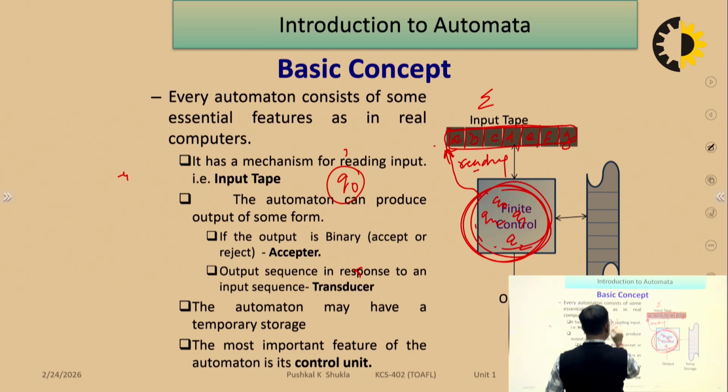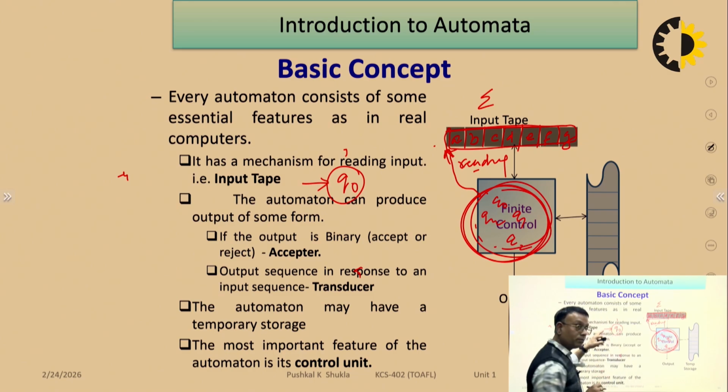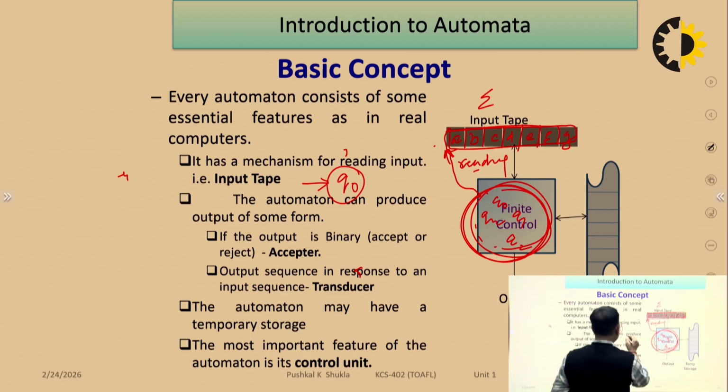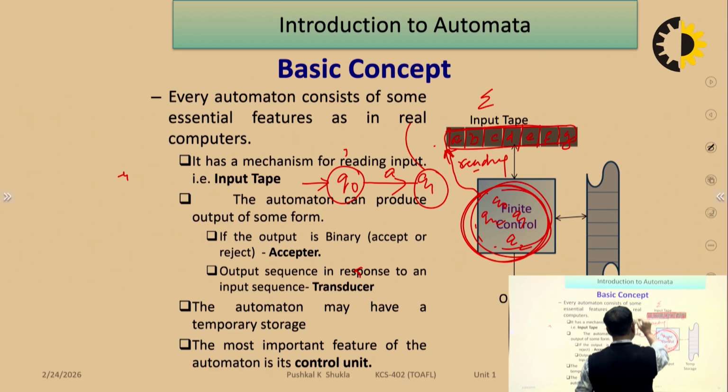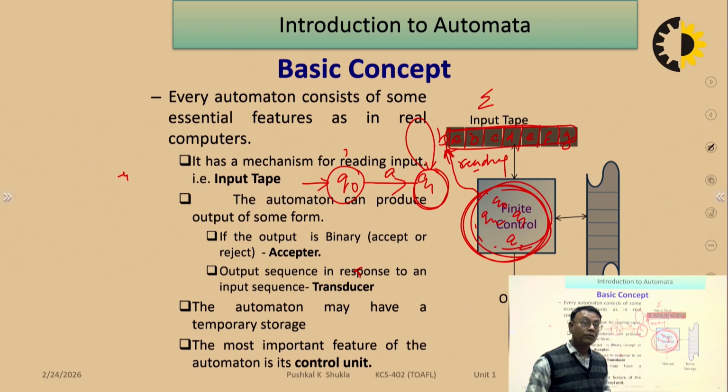This is the Q0 state. The initial state Q0 is marked by a simple arrow, and then if it reads input A, the reading head will scan input A, and suppose it reaches state Q1. So it is represented in a finite automaton like this. Again, if it reads input B and the next state is Q1, it is represented by this. In this way the movement is possible in a finite automaton.